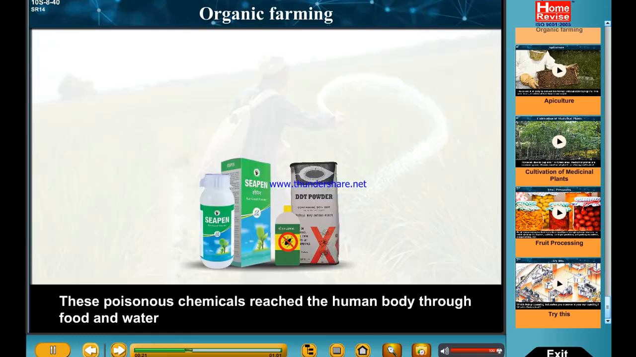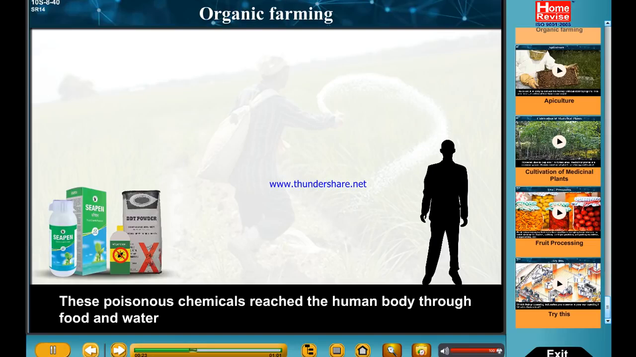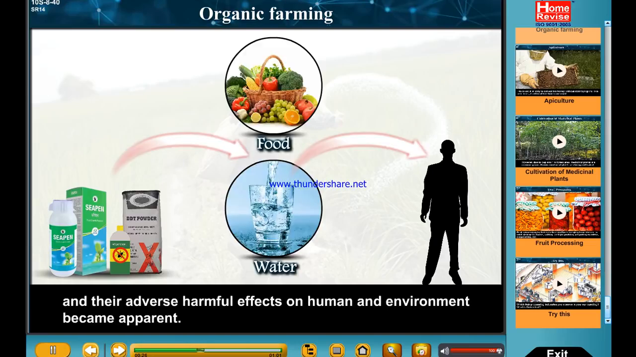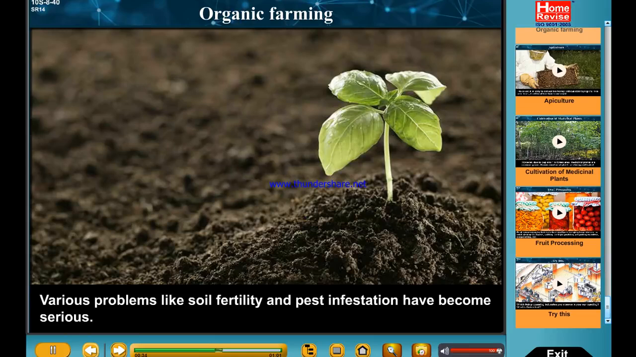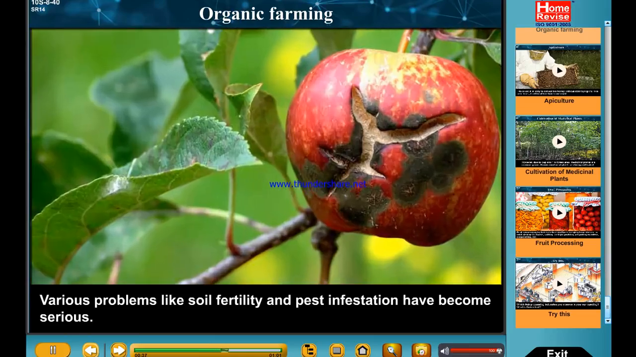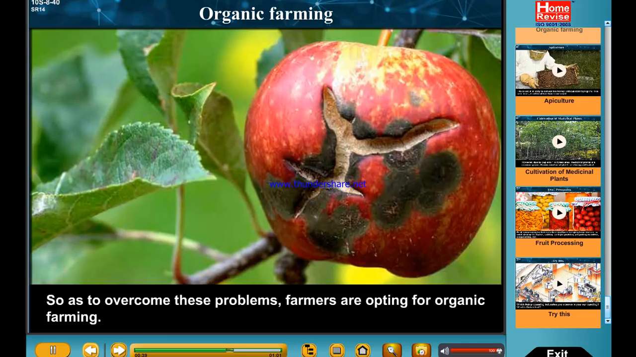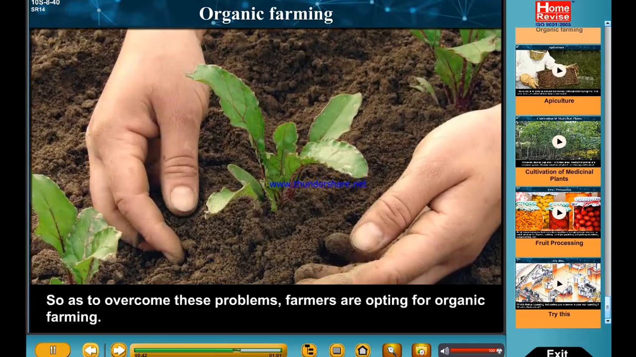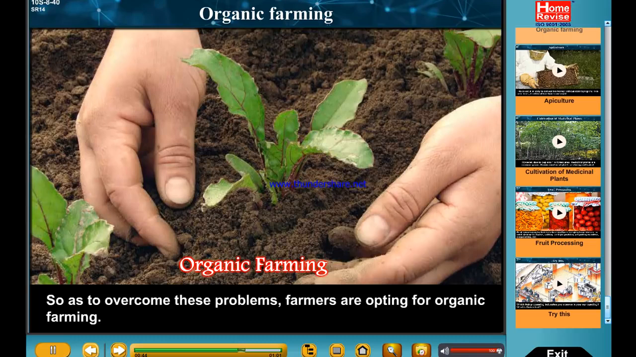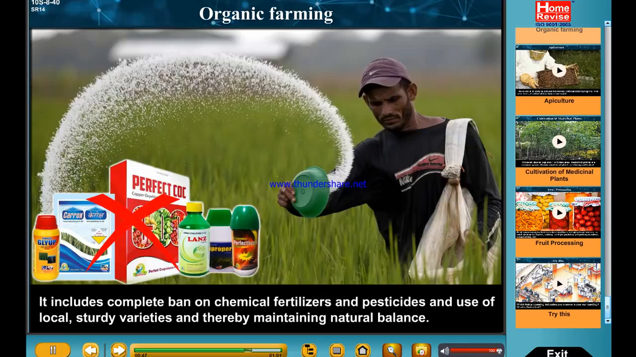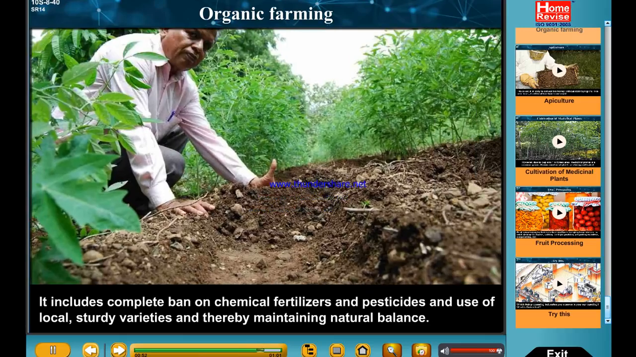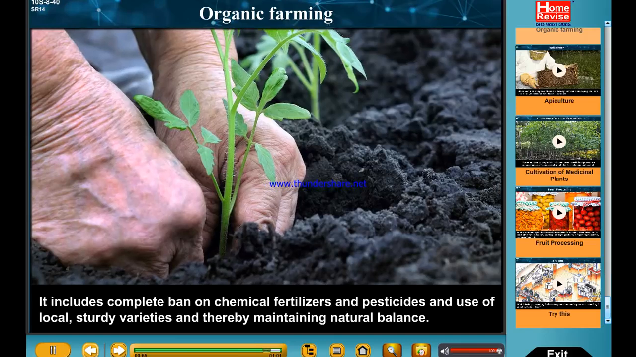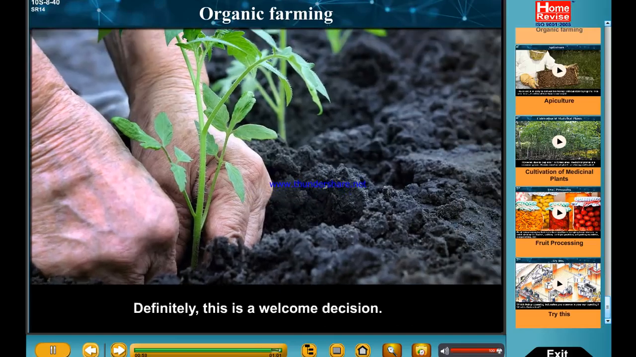These poisonous chemicals reach the human body through food and water, and their adverse harmful effects on humans and the environment became apparent. Various problems like soil fertility and pest infestation have become serious. So as to overcome these problems, farmers are opting for organic farming. It includes a complete ban on chemical fertilizers and pesticides, and use of local, sturdy varieties, thereby maintaining natural balance. Definitely, this is a welcome decision.